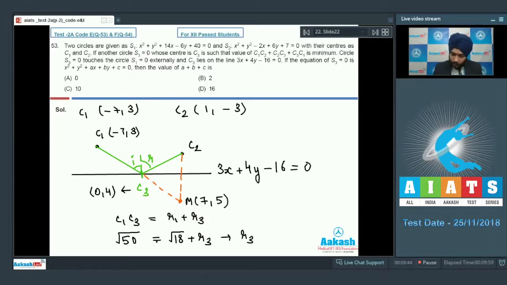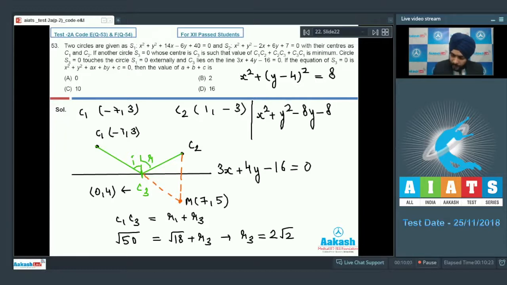This is 5 root 2. This is 3 root 2. R3 will be 2 root 2. Center is (0, 4). Radius is 2 root 2. Equation is x square plus (y minus 4) whole square is equal to 8. So this will be x square plus y square minus 8y plus 8 equals 0. From here, a is 0, b is minus 8 and c is 8. Once again, option number A, a plus b plus c is 0.